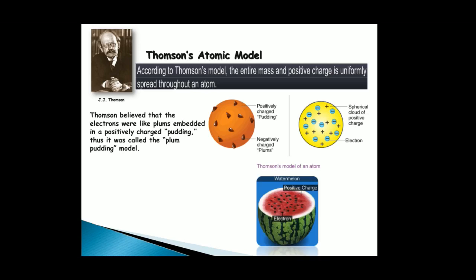This model is also called the plum pudding model, because the electrons are embedded like plums in a pudding. Plums means fruits like dried grapes, embedded in a pudding. So here in the figure you can refer to the plum pudding model structure, and compare the watermelon model structure.